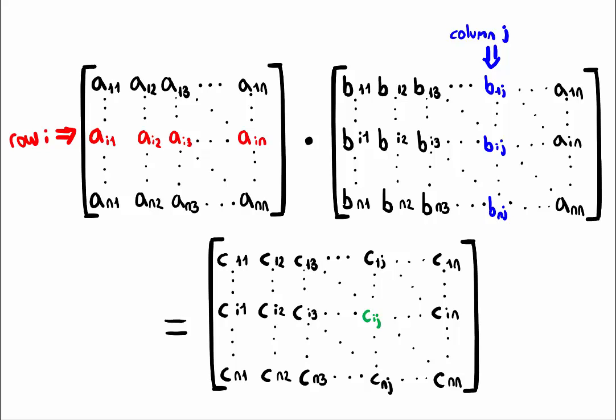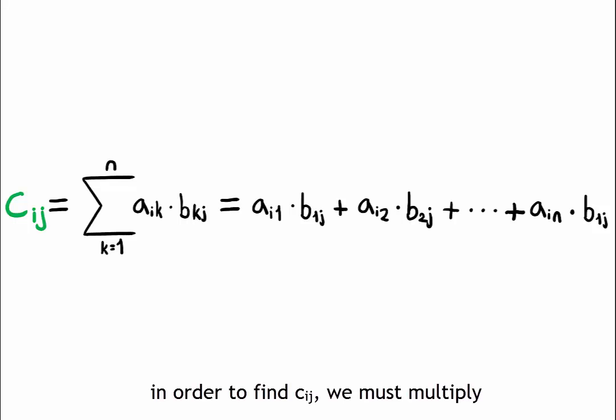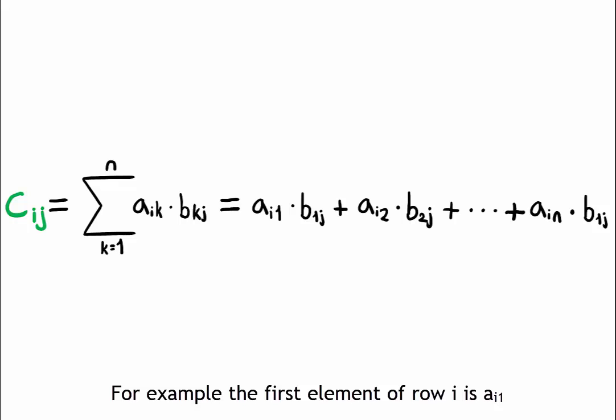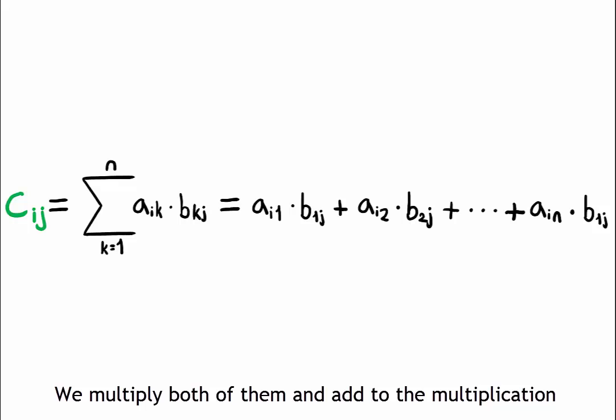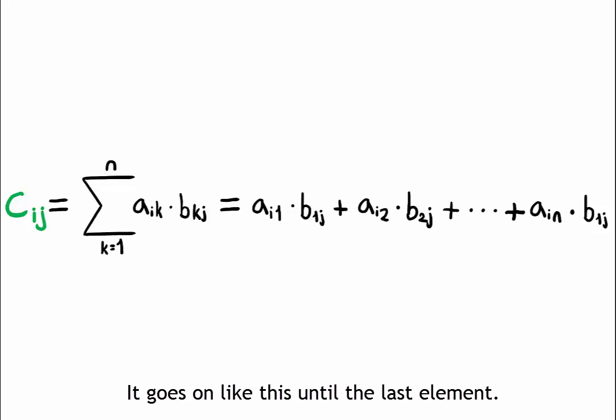In order to find any element in the product, in this case let's suppose cij, the following formula must be used. This formula basically states that in order to find cij, we must multiply all the corresponding elements of row i and column j and add. For example, the first element of row i is ai1 and the first element of column j is b1j. We multiply both of them and add to the multiplication of the second element of row i and the second element of column j. It goes on like this until the last element.